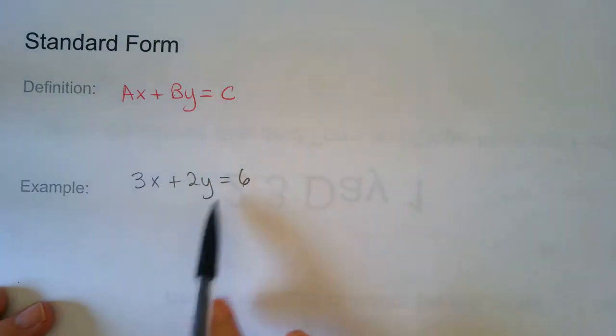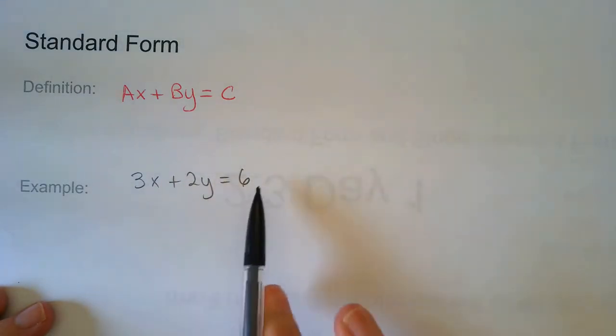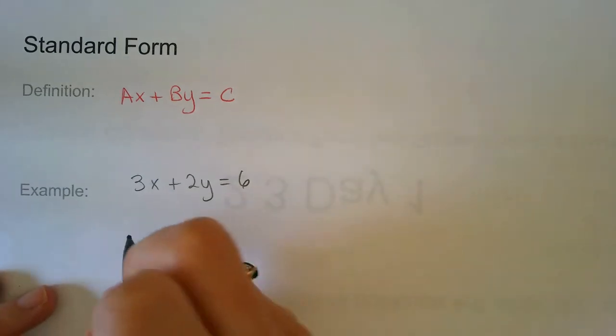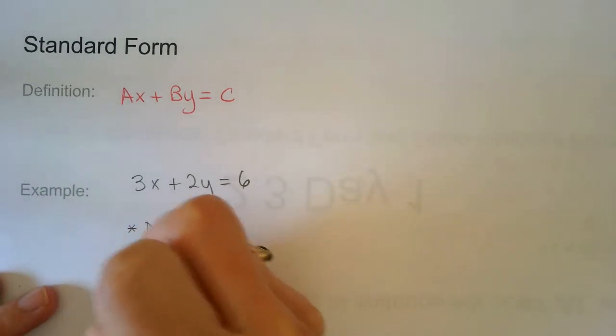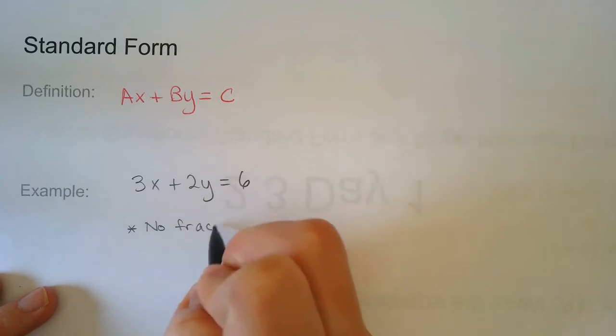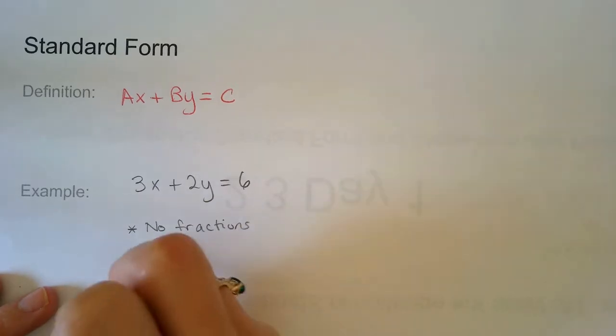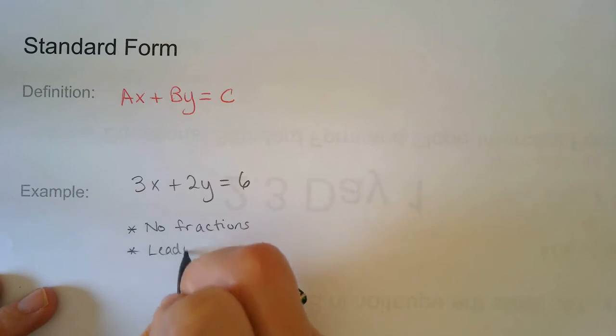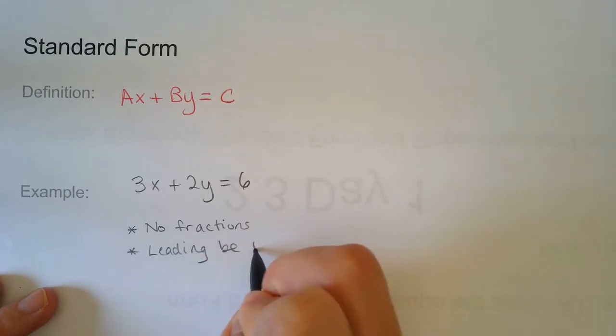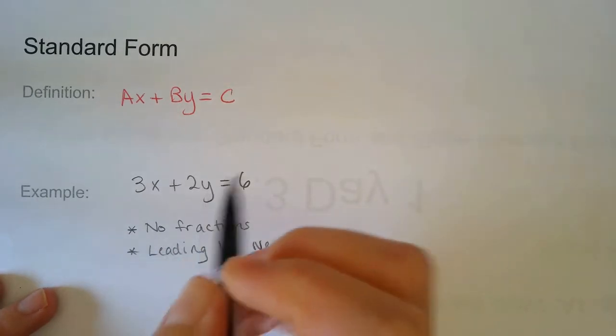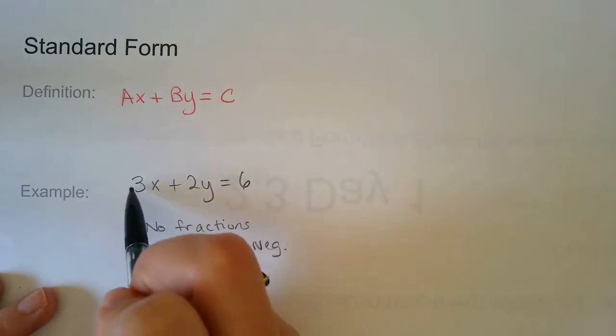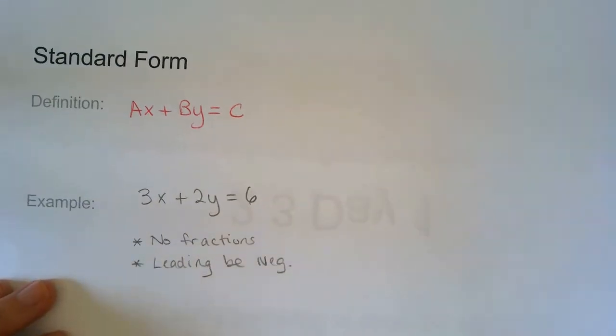The x and the y are together on the left side. The constant with no variable is on the right. Two things: you cannot have any fractions when you are writing these. You also cannot have that leading coefficient be negative. So we have to check for those two things once we get started here.